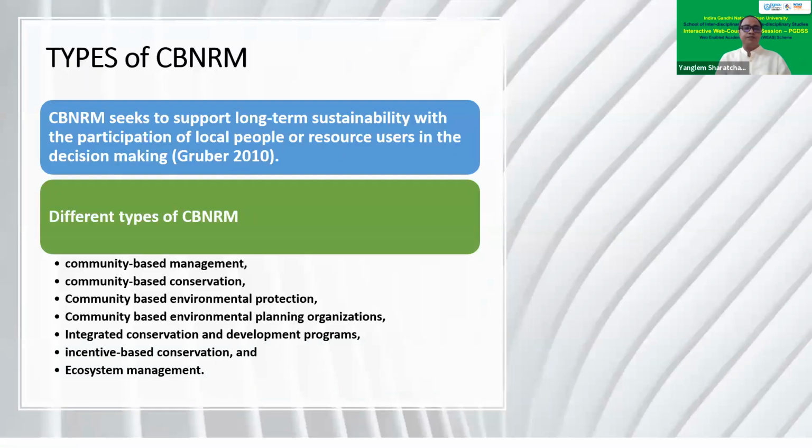Then what are the types? As we know, community-based natural resource management seeks to support long-term sustainability. It is not possible to achieve long-term sustainability in the absence of participation of local people or resource users in the decision-making process. If you look into the types of resource management practices, you will find community-based management, which is totally managed by the community, then community-based conservation from a conservation point of view, then environment and protection, environment and planning organization, integrated conservation development program, incentive-based conservation, and ecosystem management. These are some of the different types of community-based natural resource management.